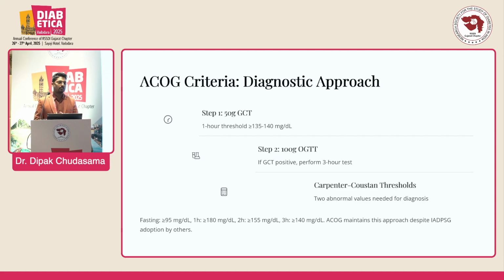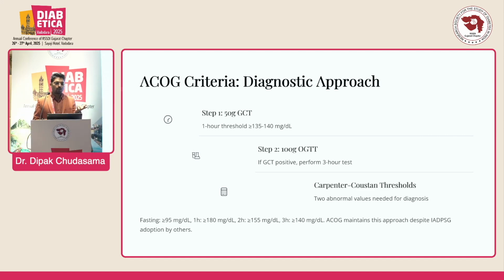Another criteria is the American College of Obstetricians and Gynecologists criteria. Again, a two-step criteria. First step, 50 gram glucose tolerance test. If it is positive, meaning after 1 hour it is more than 135 or 140, you have to go for step 2, which is calling the patient on a second day for the 100 gram glucose tolerance test for 3 hours.